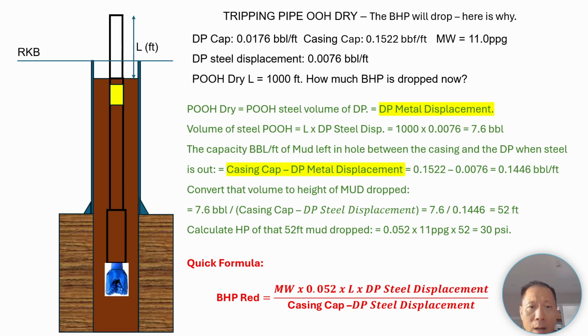Now you have the height, you have the mud weight. You use the constant 0.052, multiply them all together, and you get 30 psi. That's the bottom hole pressure reduction. So for 1,000 feet of dry pipe out of hole in this well, you lose 30 psi. You can use this quick formula here: mud weight times 0.052 times the length of dry pipe times the steel displacement of the pipe, divided by the casing capacity minus the dry pipe metal displacement.